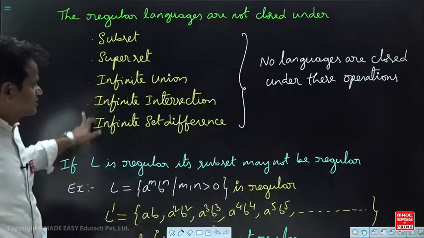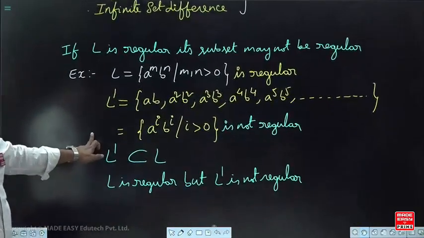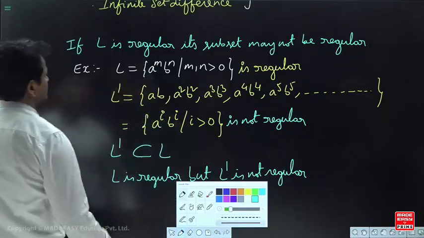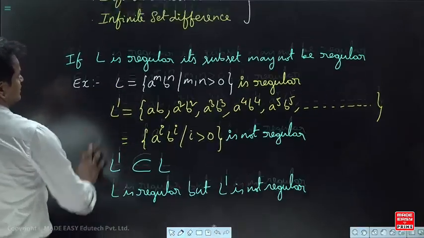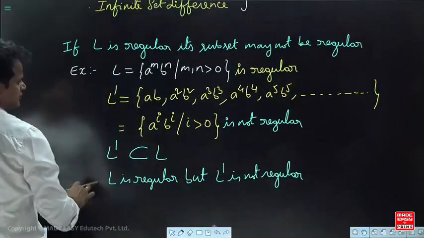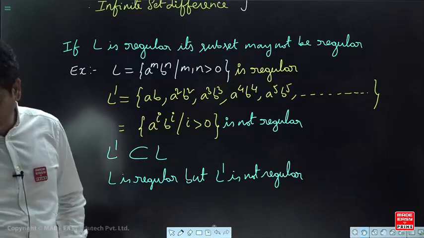Okay, next. So this is copied. We will go for the next one. This is about subset, guys. Superset is also not closed. I am going for superset. Okay, shall I go?